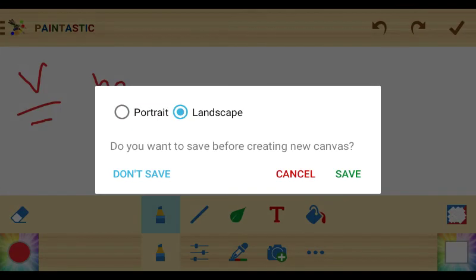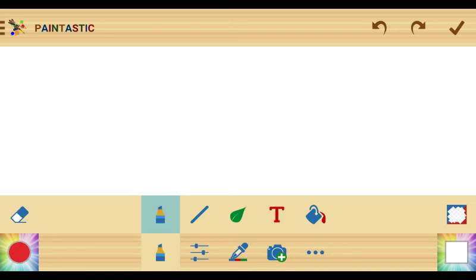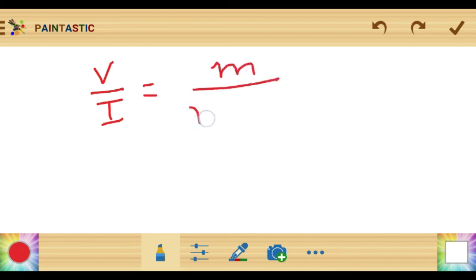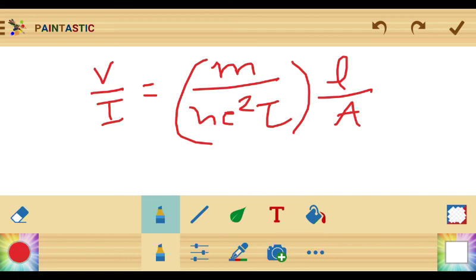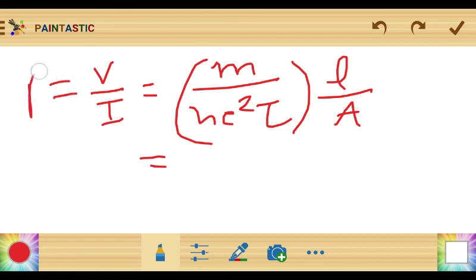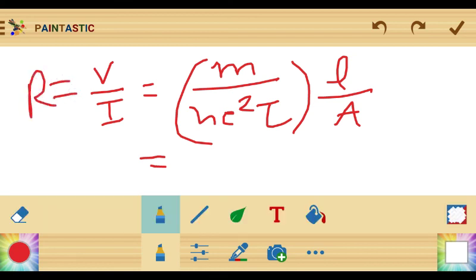I'll write V upon I is equal to m L upon n e square A tau, I can write this way. And so this term is R. So R is equal to V upon I. So this term denotes rho, which we studied. And rho is resistivity. So rho is equal to m upon n e square tau, because these are constants, and it depends upon the intrinsic value. So the resistivity depends upon the mass.